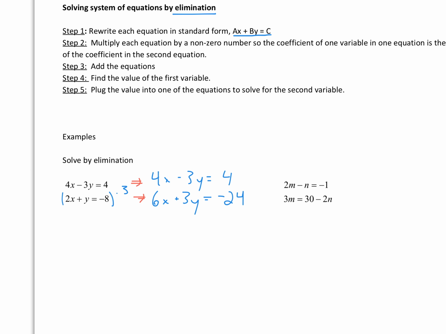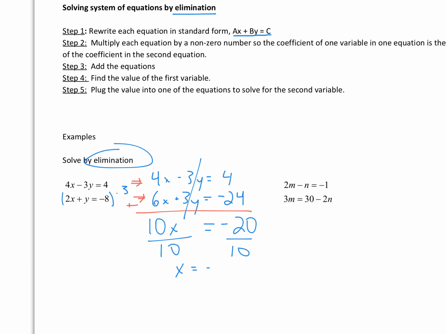Step 3, let's add these equations down. So we're going to add them. 4x plus 6x gives me 10x. Negative 3y plus 3y eliminates. That's why it's called the elimination method. 4 plus a negative 24 gives me negative 20. Now this is really easy to solve for. I can divide both sides by 10. X is negative 2.